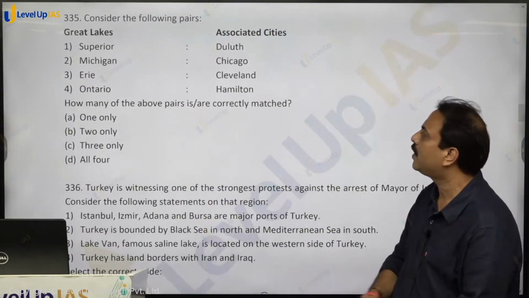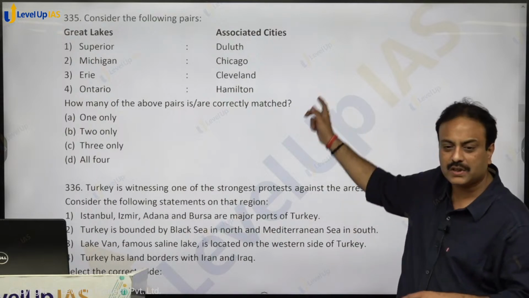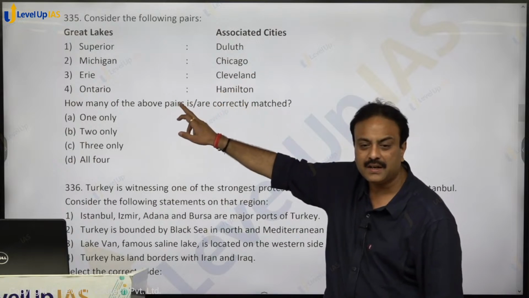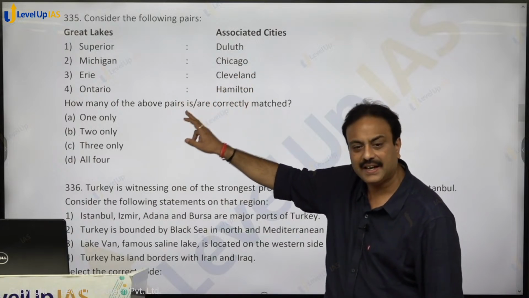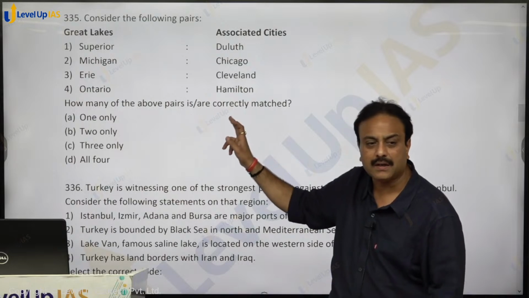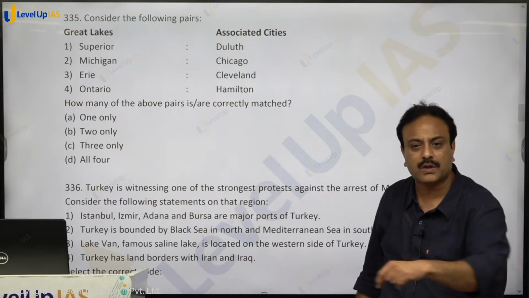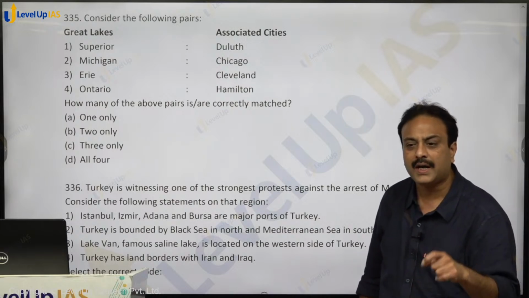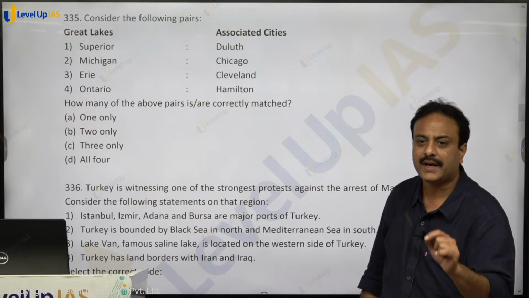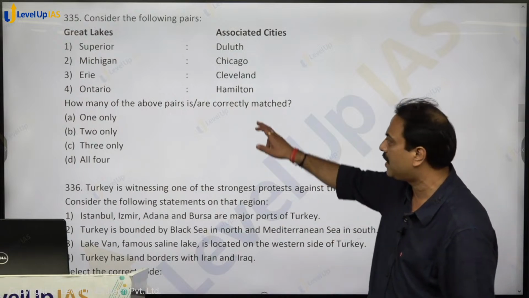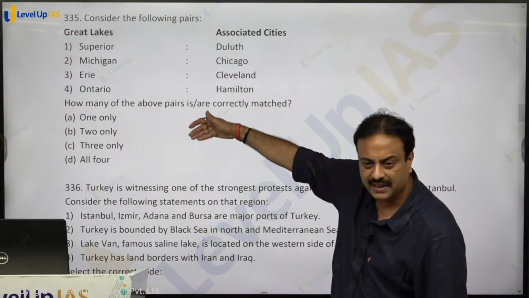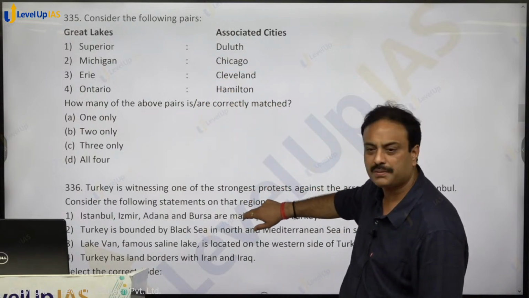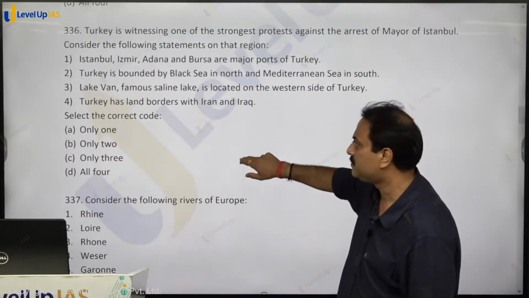Next question. Consider the following pairs: Great Lakes and associated cities. This I showed you just now. Superior, there at Duluth, Michigan. It's Chicago. Erie, it's Cleveland. Ontario, Hamilton. The canal which connects Erie to Ontario flows through the city of Hamilton, and so it is also called Hamilton Canal. The same is known as Welland Canal, Welland Canal or Hamilton Canal. So these cities are located on these very lakes. How many of the above pairs are correctly matched? All are correctly matched. Option D, D for dog, shall be the right answer.